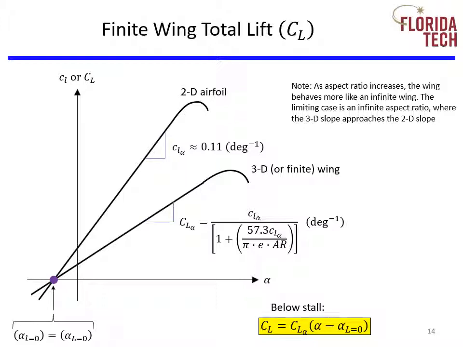Fourth, below stall, the lift curve is simply a straight line. Therefore, CL for a finite wing can be easily calculated using the equation shown. Fifth, capital subscripts distinguish the finite wing lift coefficient and lift curve from that of an airfoil.